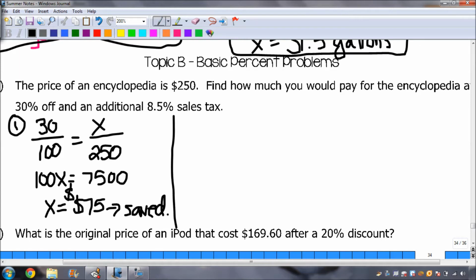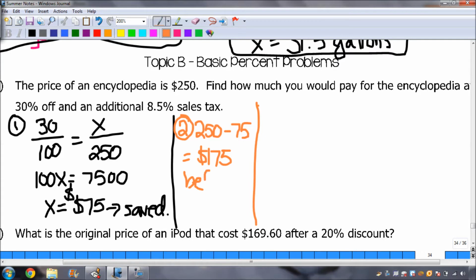Step 2 requires me to figure out how much money I'm paying. Well, if it's originally $250 and I save $75, I'm going to subtract 75, so I end up getting $175. So I know I'm going to have to pay $175 before tax. But I have to pay tax, which is 8.5%. So that's my third step: figure out what 8.5% of the amount that I'm paying is. Not the original price, the amount that I'm actually paying.